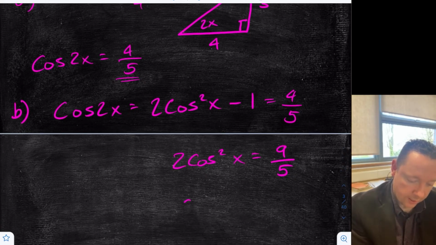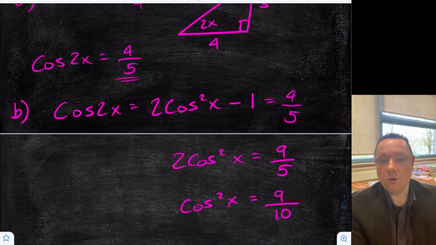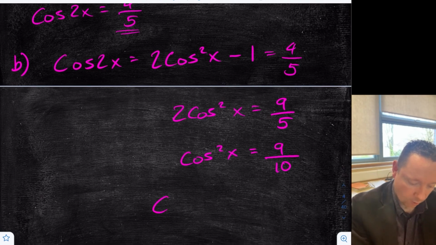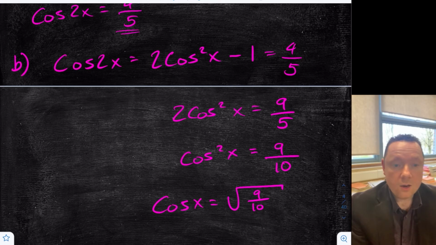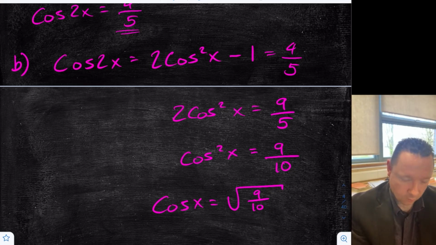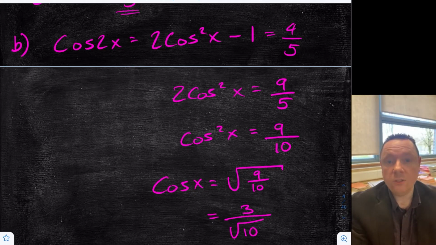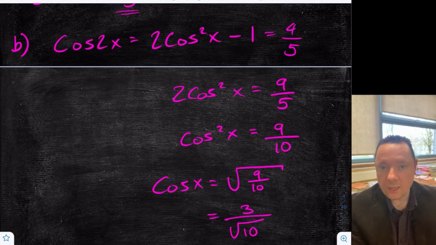So cos squared x, dividing through by 2, is 9/10. And therefore cos x is the square root of 9/10. So I can write that down: cos x is the square root of 9/10. Well, from the rules of surds, I can split that up into 2 square roots, the square root of 9 over the square root of 10. So that's 3/√10. Square root of 9 is 3, and root 10 is already a simplified surd. And we'll just define the exact value of cos x, so we've done that, so we're done there.